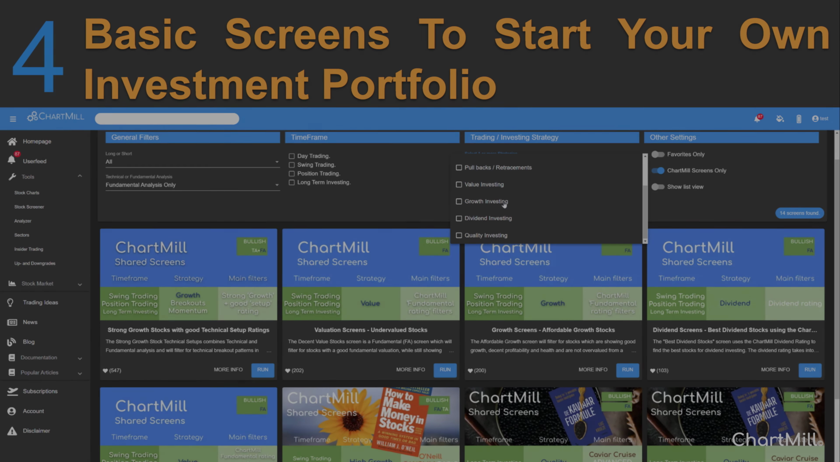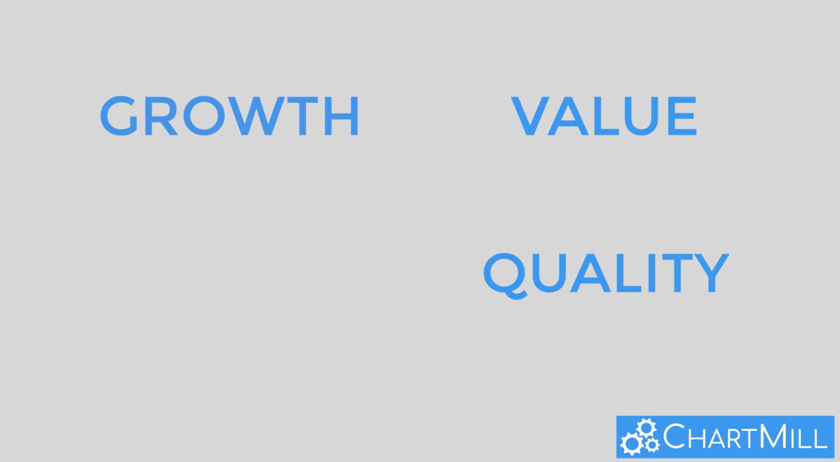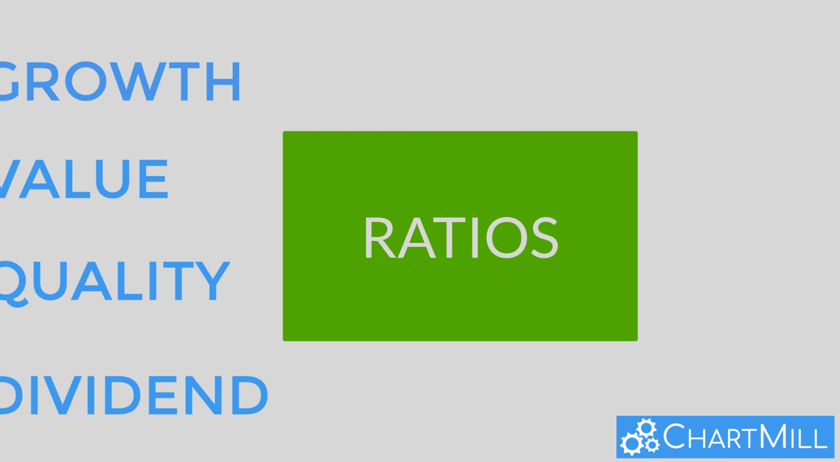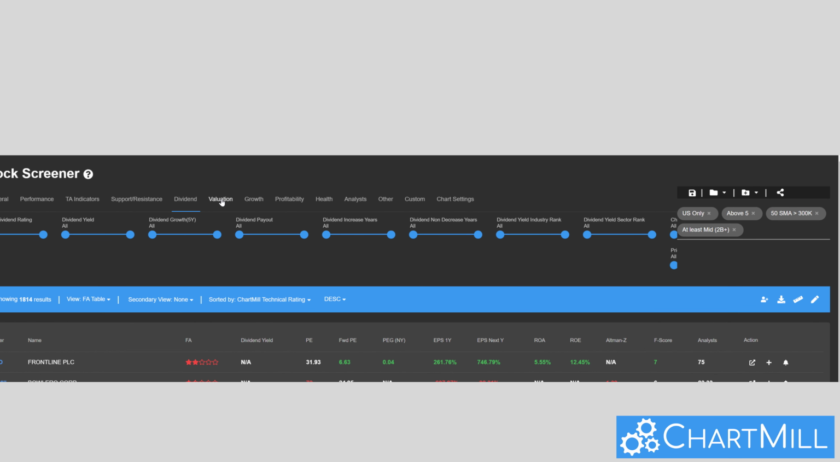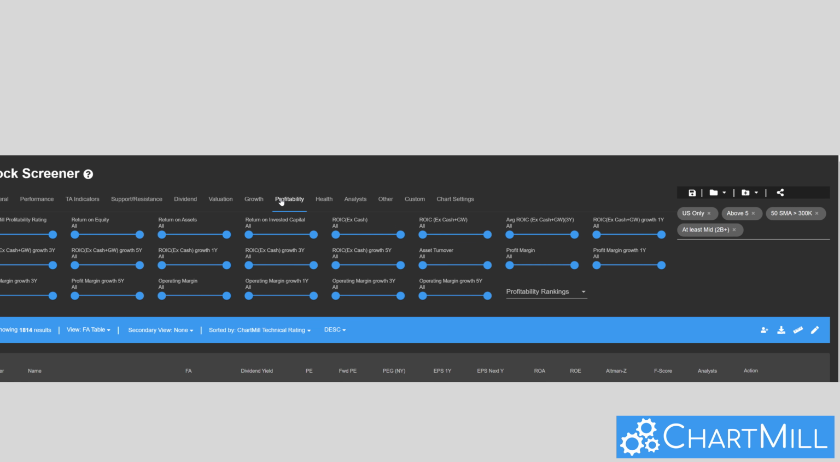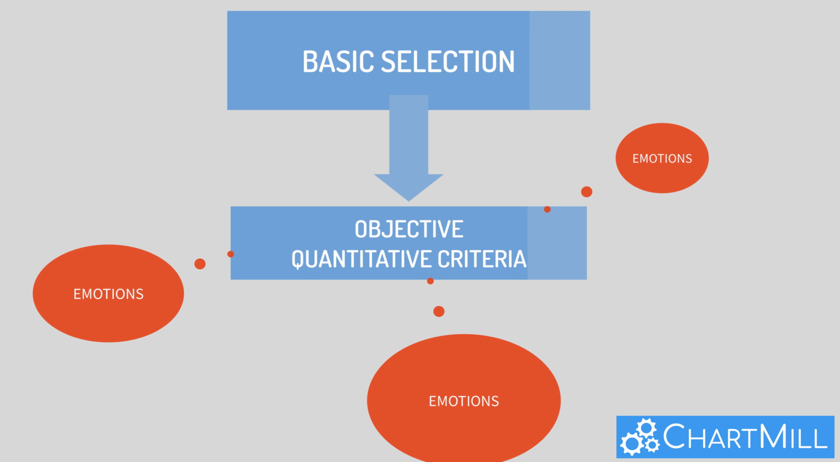In today's video, I'm going to talk about 4 different basic fundamental screens that you can use to start your own investment portfolio. I will be making a distinction between growth, valuation, quality and dividend, each with their specific ratios. The screening filters will ensure that with just a few clicks you will exclude a lot of stocks that are not worth investigating further. Because the first selection is made purely on the basis of objective and quantitative criteria, emotional decisions are avoided at this early stage.